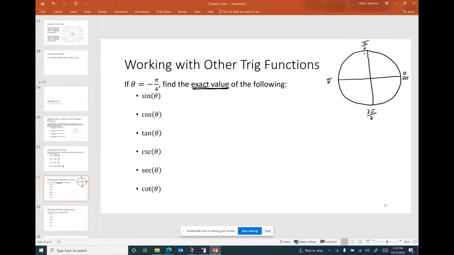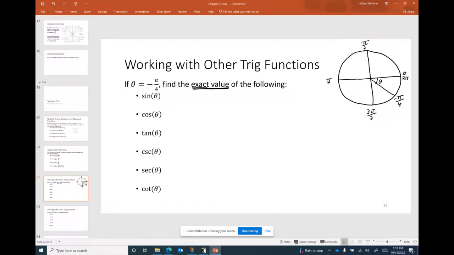Well, positive pi over 4 is going to be halfway in between 0 and pi over 2 up here. Well, negative pi over 4 means instead of going counterclockwise around the unit circle, we're going to go clockwise around the unit circle. We always start at 0, but we're going to go clockwise. So negative pi over 4 is going to fall right here. And there is our angle theta.